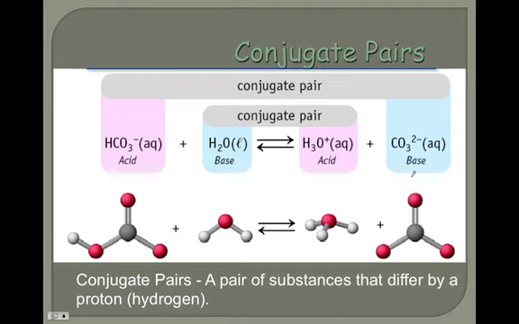Here's our conjugate pairs again. We kind of talked about this a second ago. If we have HCO3 minus, what's the difference between that and CO3? A hydrogen. What's the difference between the charge? One charge. That means that they are a conjugate pair. Difference here, one hydrogen plus, right, H plus.